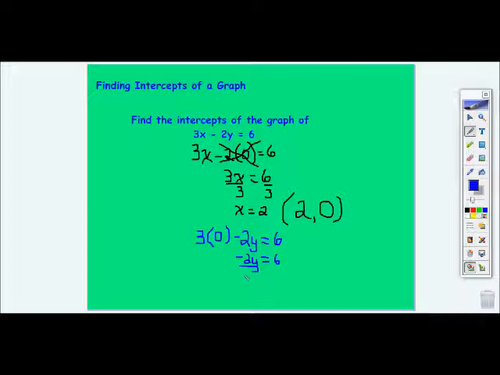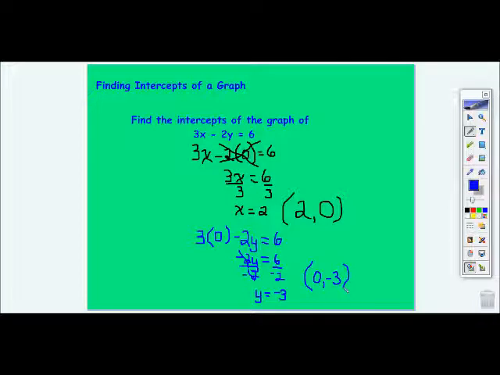We need to divide both sides by negative 2. Negative 2 over negative 2 equals 1, so we have 1y, and y equals negative 3. A positive divided by a negative is going to give us a negative. We have another coordinate point. When x was 0, y is negative 3, so this point is (0, -3).